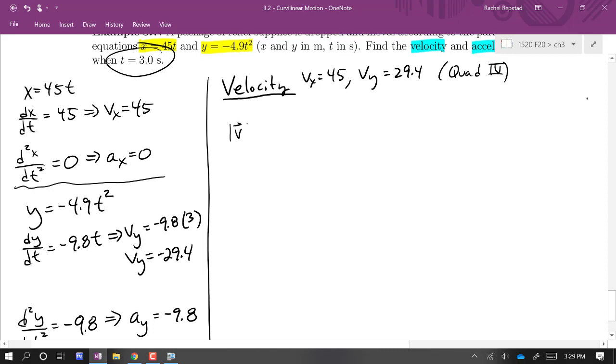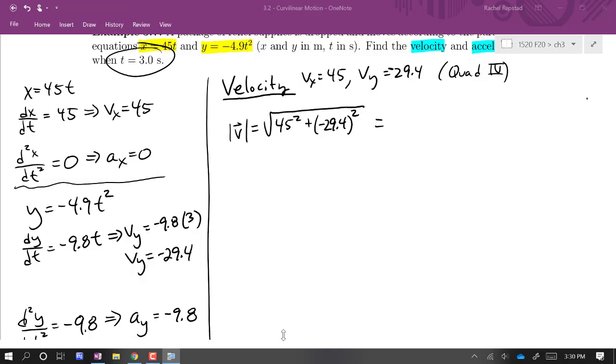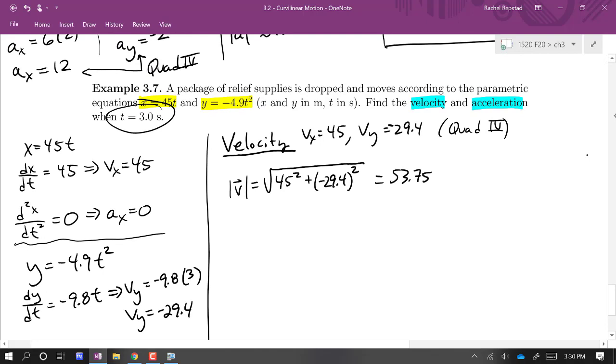Our magnitude, we're going to use Pythagoras. Oh, negative, I dropped that off. Negative 29.4 squared. That gives 53.75. The units here, distances are in meters, time is in seconds, so this is meters per second.